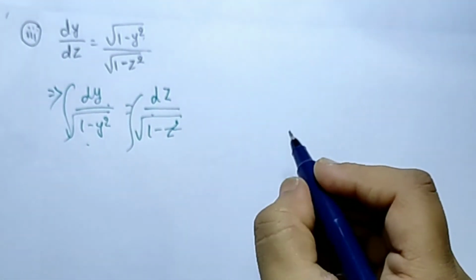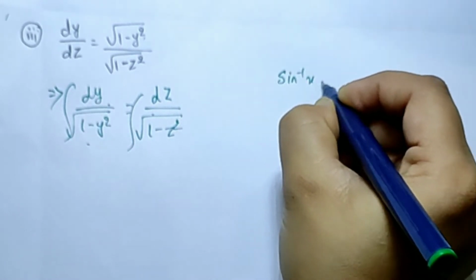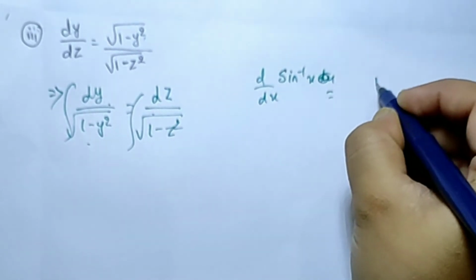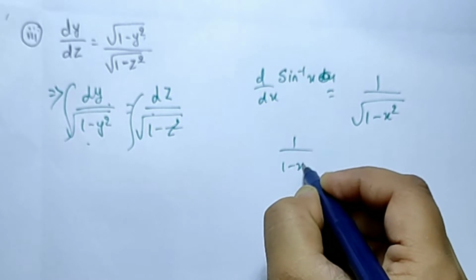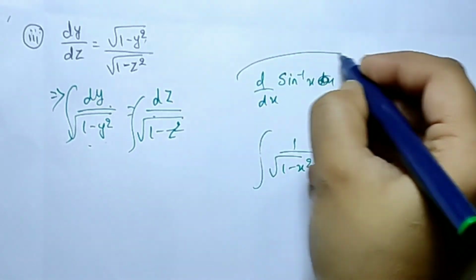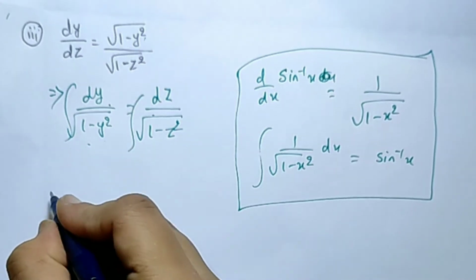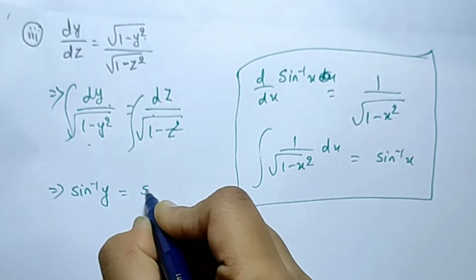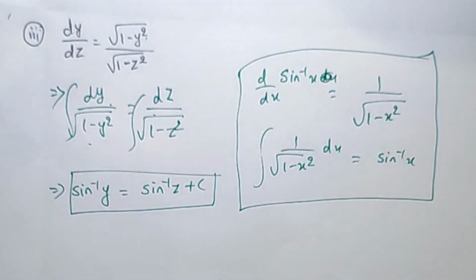Now taking integration, we know the derivative of sin inverse x is 1 by square root of (1 minus x square). So the integration of 1 by square root of (1 minus x square) dx will be sin inverse x. Okay, so we will apply this formula here, which implies I can write this as sin inverse y is equal to sin inverse z plus c. This is our general solution. Moving on.